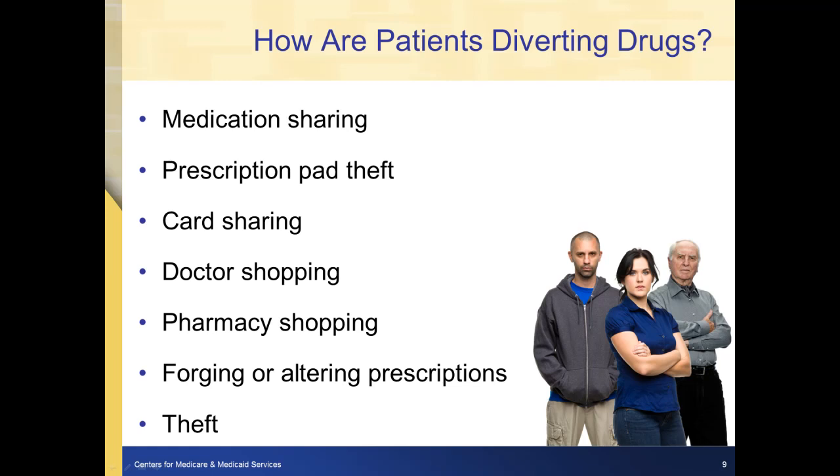Theft from friends, relatives, or healthcare professionals is also a danger. The DEA should be notified of all thefts or losses of controlled substances. An electronic reporting form, Form DEA-106, is available on the DEA Office of Diversion Control website.